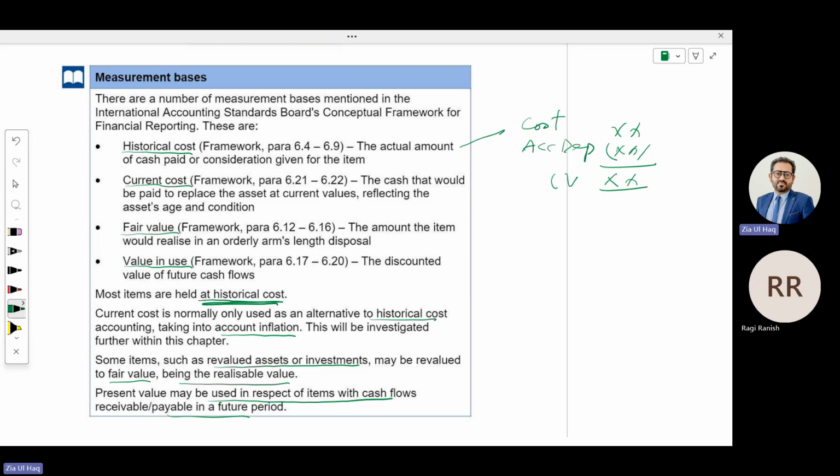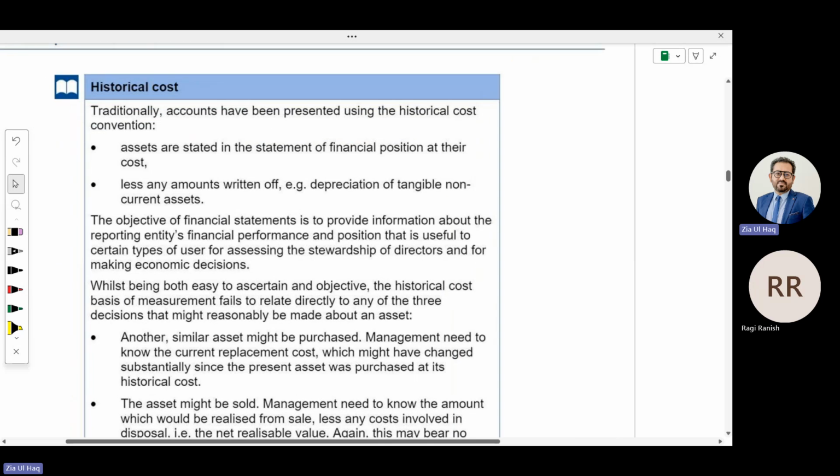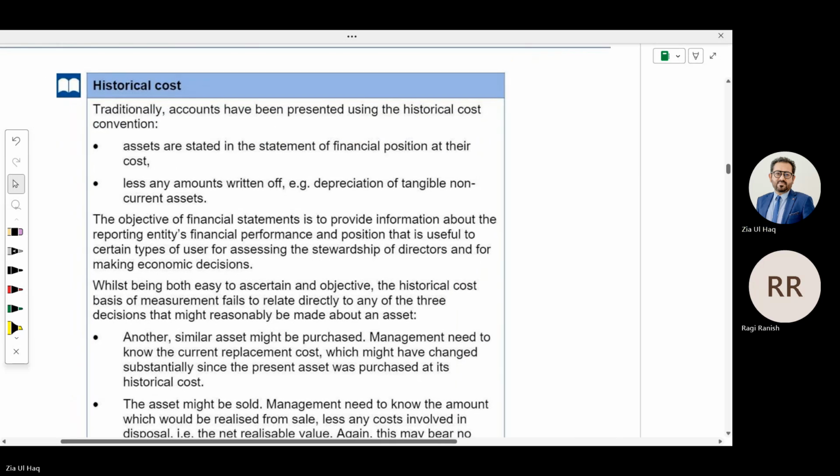Now we need to study some detail on these methods, their advantages, their disadvantages, etc. So let's discuss historical cost basis first. This is a traditional method that is most widely used. Accountants have presented using the historical cost convention. Assets are stated in the statement of financial position at their cost, less any amounts written off, for example depreciation of tangible assets, meaning based on carrying value basis.